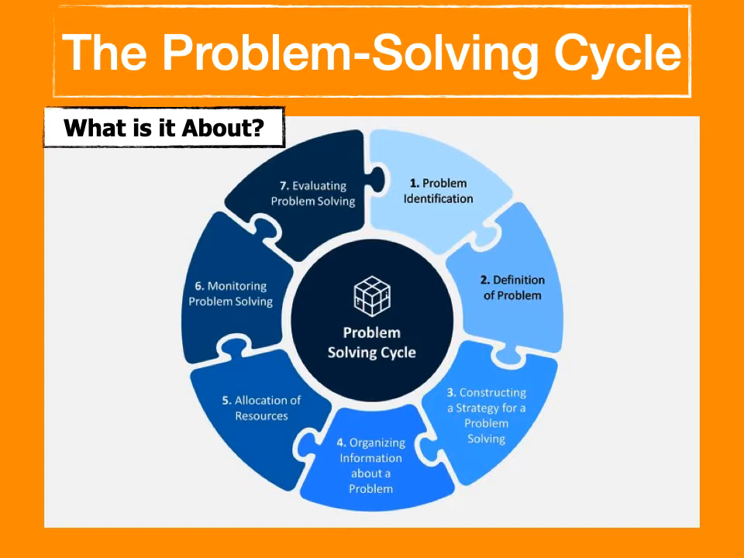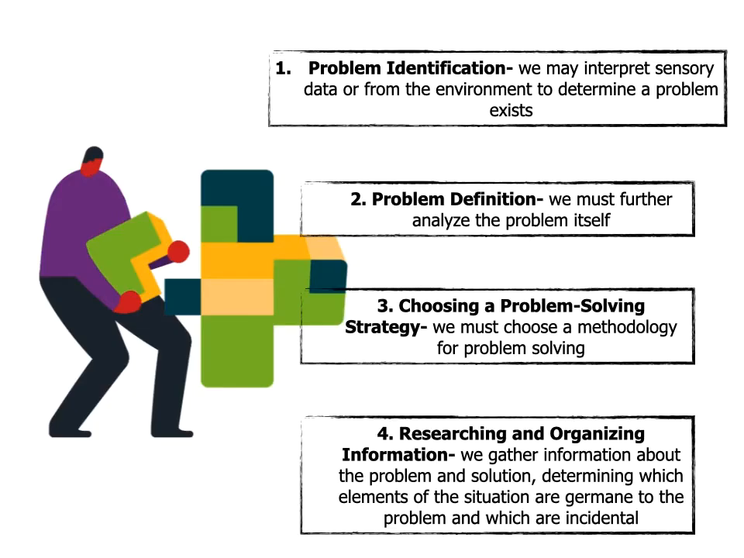Now, to get a closer look, let's discuss each stage of the problem solving cycle. The first stage is called problem identification. Here, we ask ourselves, do we actually have a problem? Again, as mentioned earlier, if we can just retrieve the answer quickly from our memory, then it's not a problem. But if it's not that easy, then we actually have a problem.